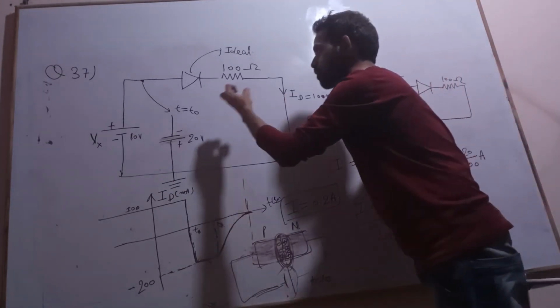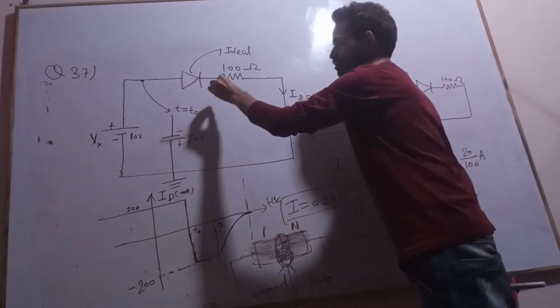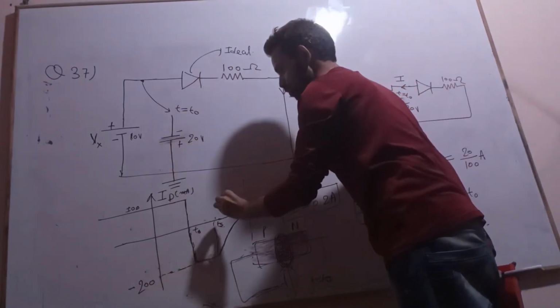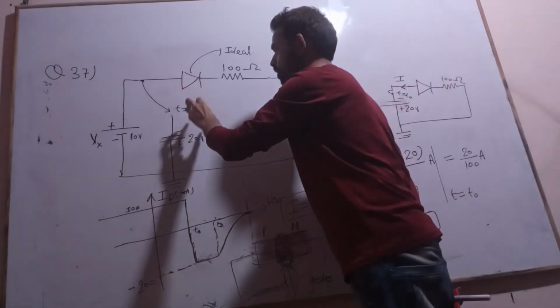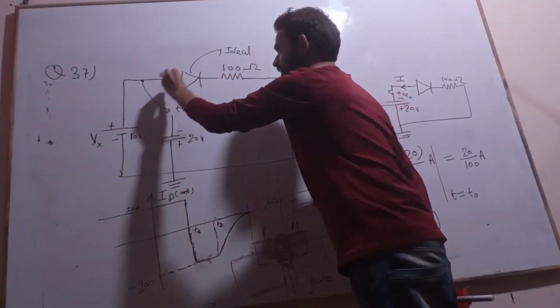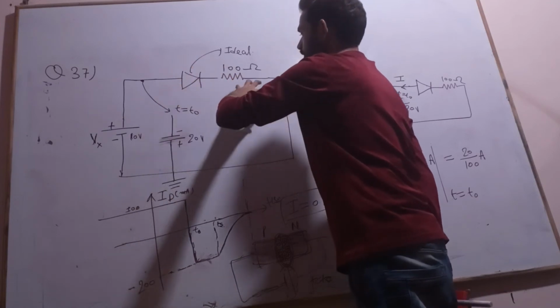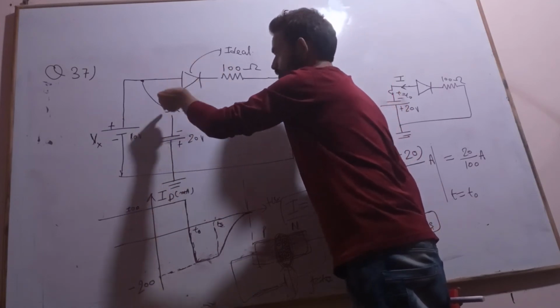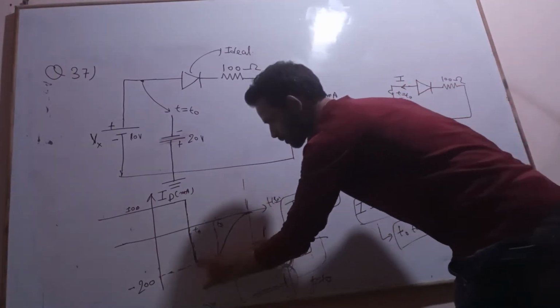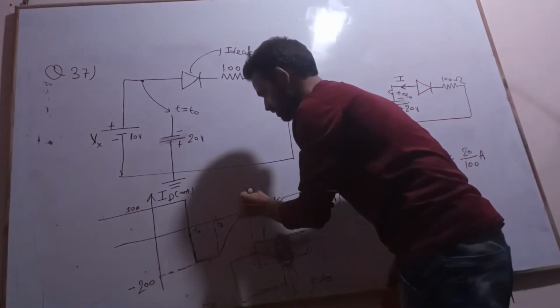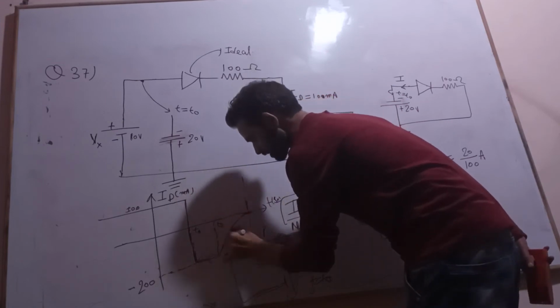required to remove the minority charge carrier that has been stored within the depletion region. For that amount of duration, this diode will maintain the current through it in a reverse bias condition. This amount of time is nothing but the storage time.